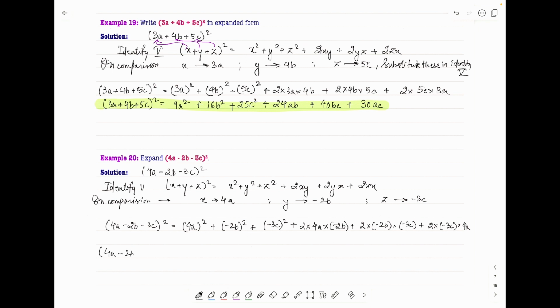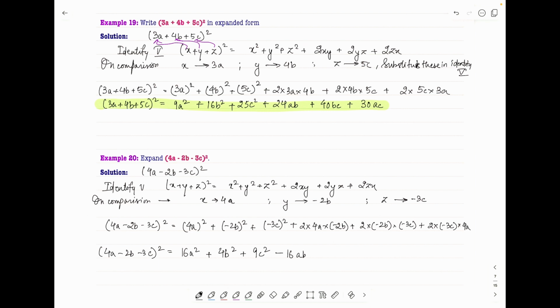(4a - 2b - 3c) whole square gives what? 4a square means 4 square is 16, a square is a square, so 16a square, plus minus 2 square is 4, so 4b square, plus minus 3 square is 9, so 9c square. So 16a square plus 4b square plus 9c square. Plus, 2 into 4 is 8, 8 into minus 2 is minus 16, so minus 16ab.